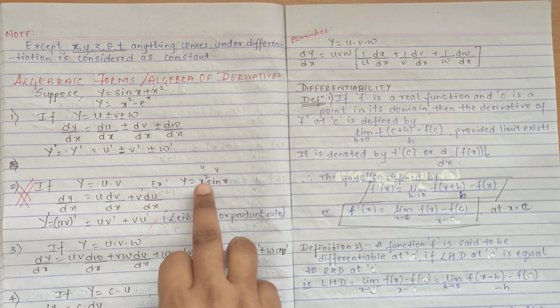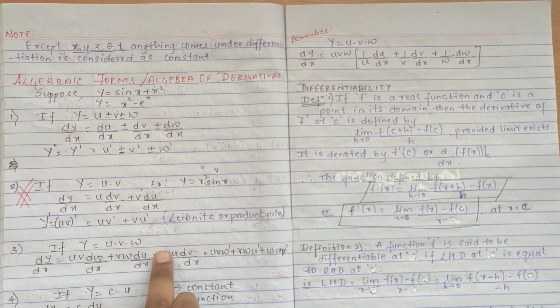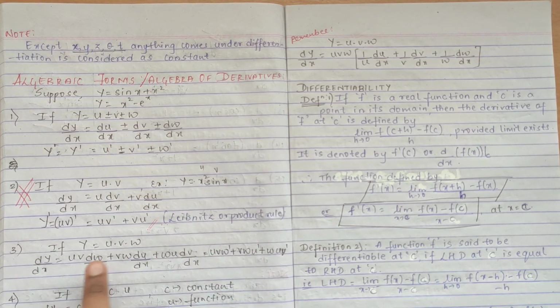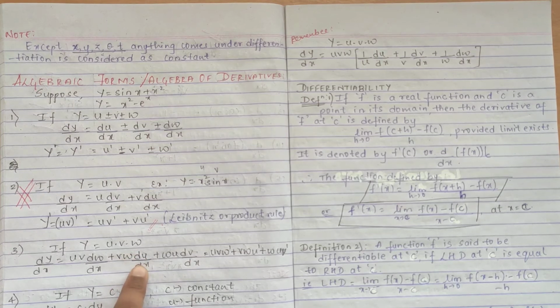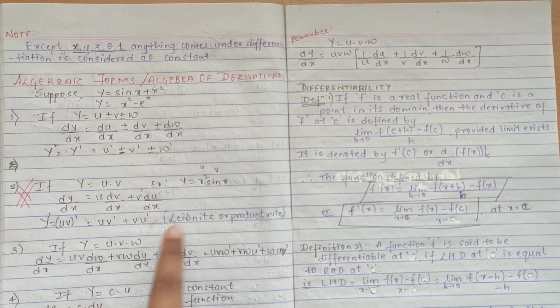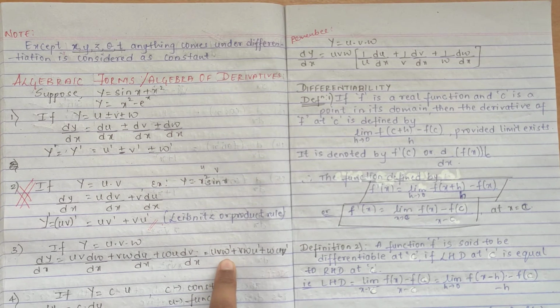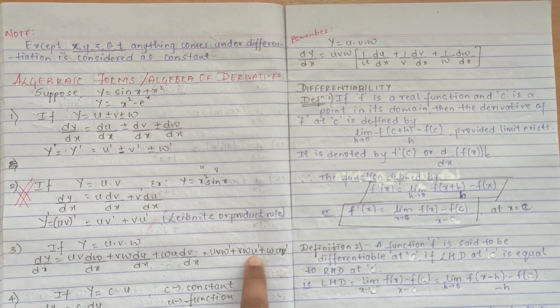Third, even if you have three terms as a product, see u, v, w. Here you had two terms, right? If you have three terms, how do you differentiate? u v dw by dx means first two keeping as they are and differentiating the third. Second is plus v w du by dx, means third and second keeping as they are and differentiating the first. Last is third and first keeping as they are and differentiating the second. You can also write it as u v w dash plus v w u dash plus w u v dash.